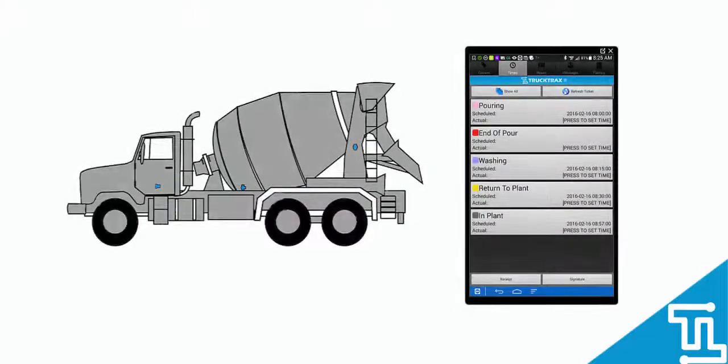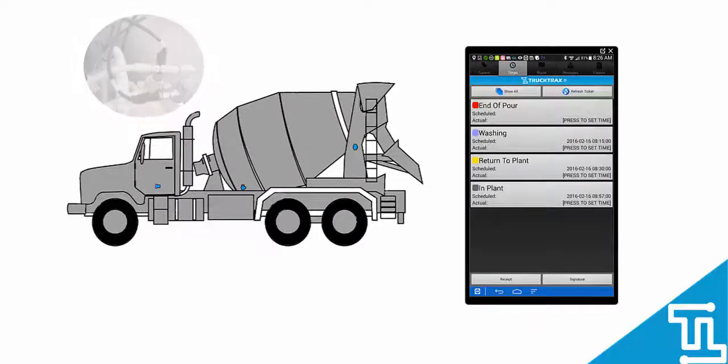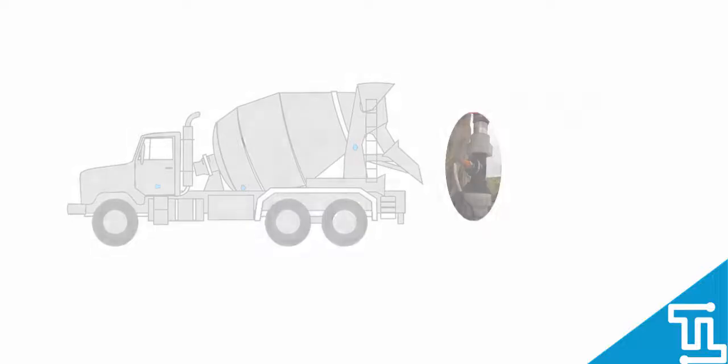The job site statuses can be either manually or automatically set. To manually set a status, you simply tap on the status you want to set and confirm the time. Automatically set statuses are determined by applying logic to onboard sensor data and the truck's delivery state. GeoTrax uses sensors connected to the truck's hydraulic system to determine drum direction. A loaded drum turning in the discharge direction is assumed to be pouring. Flow meters calculate job site added water.